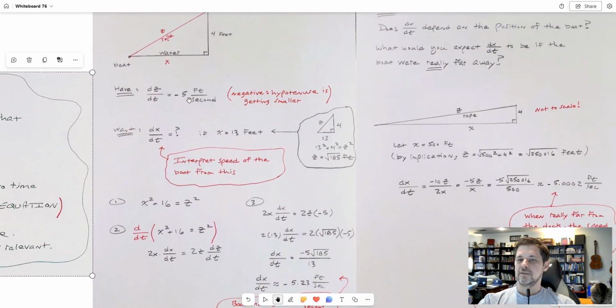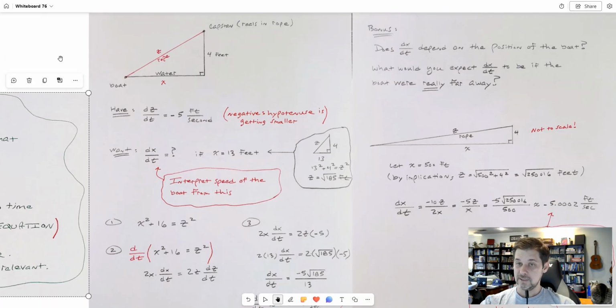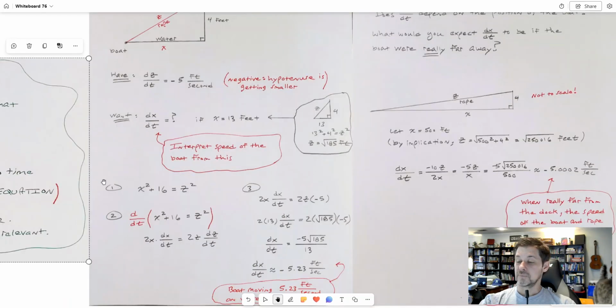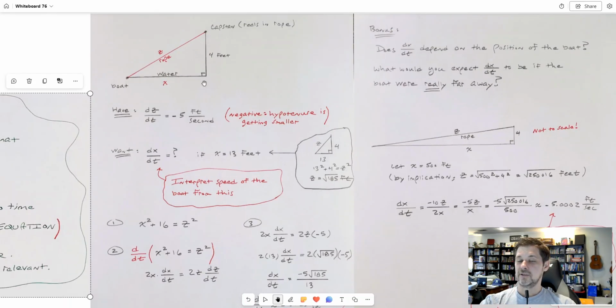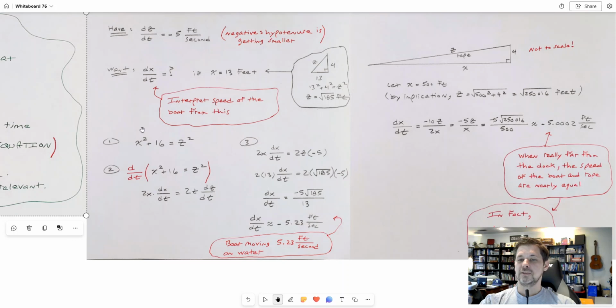If I know how z is changing and I want to know how x is changing, I need some equation that relates x and z. As I look at this, I see that I have a right triangle and x and z are sides of that triangle. So I could use the Pythagorean theorem. A true equation about this triangle is that x squared plus 4 squared is z squared. That's true, so we'll start there.